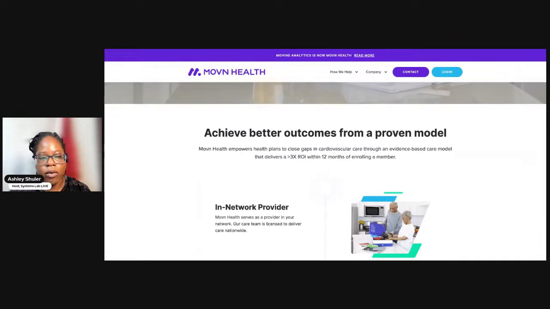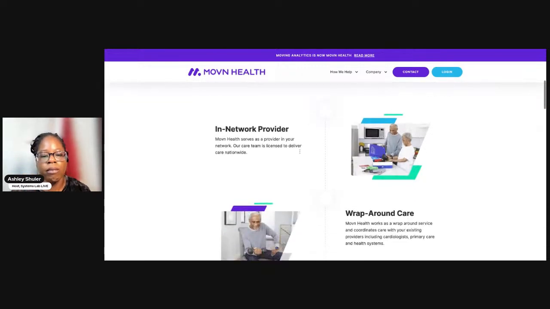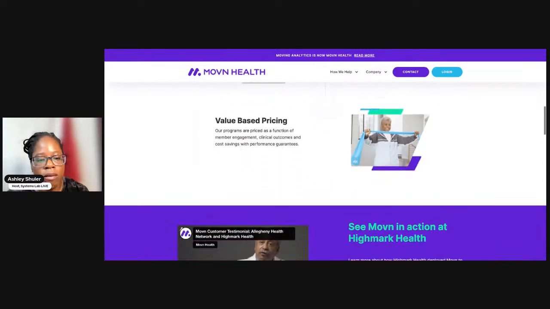Moving Health empowers health plans to close the gap in cardiovascular care through the evidence-based model. A network provider, wraparound care, value-based pricing.